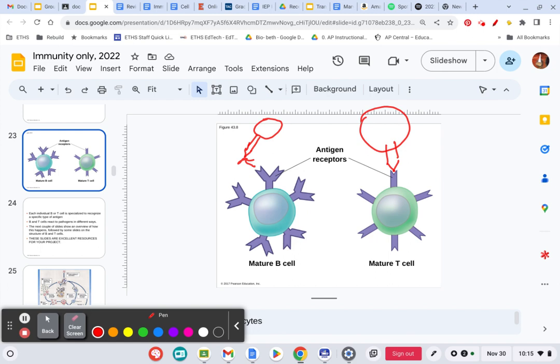But those are the antigens. This little guy here, that's the antigen. And that's what these T cells and B cells will develop, a receptor that matches the shape of that antigen.